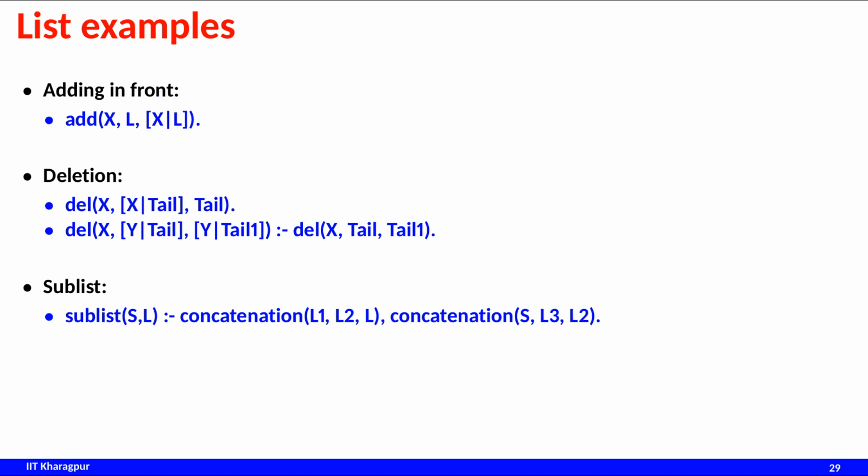Similarly, if I want to specify sublist, so S is a sublist of L. That is true if I can say in this way, if the concatenation of S and another list results into L2, and L2 with concatenation to L1 results into L. So we can actually specify this sublist using this concatenation.